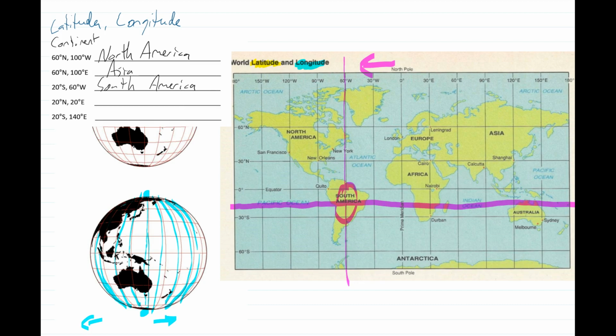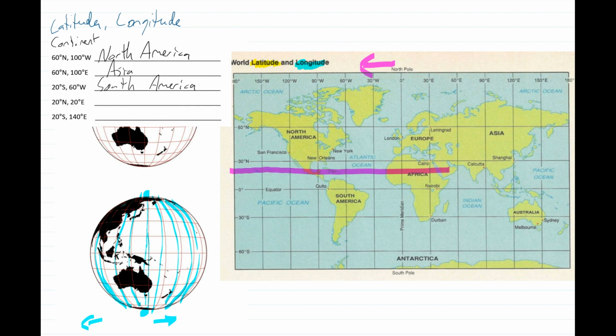20 degrees north, 20 degrees east. Going back north, okay. Most of the world's population is north of the equator. Here we go, 20 degrees north. And that's only because most of the land is north of the equator. 20 degrees north, 20 degrees east. Okay, so 20 degrees east. Remember instead of going west, we're going east this time, but not too far. What's there? That's Africa.